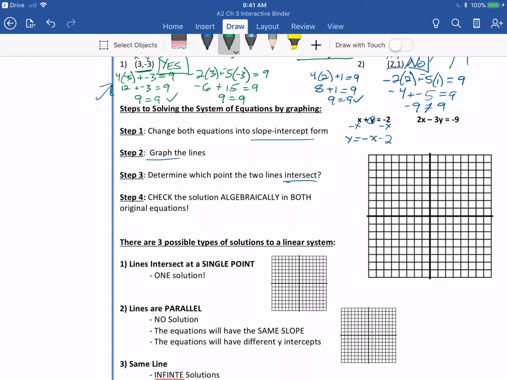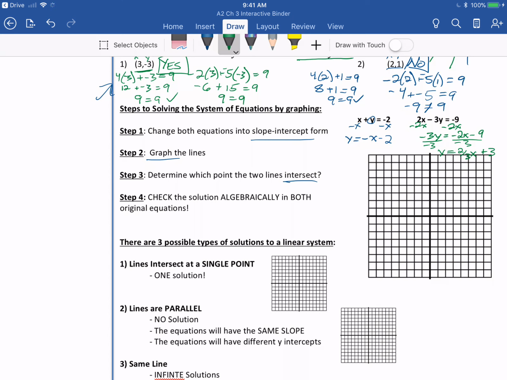The second one's a little tougher. You've got to subtract the 2x. So I have negative 3y is equal to negative 2x minus 9. And then I get to divide by that negative 3, so that's why this one's a little bit more difficult. So now I get y equals 2/3 x plus 3, because negative 9 divided by negative 3 is a positive.